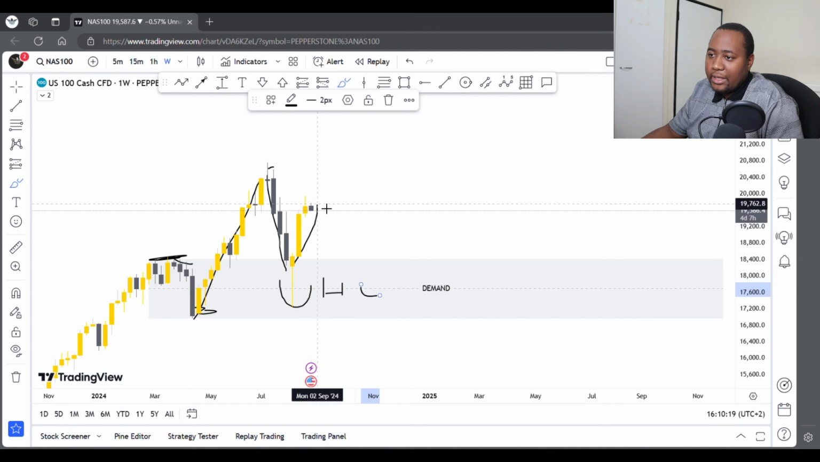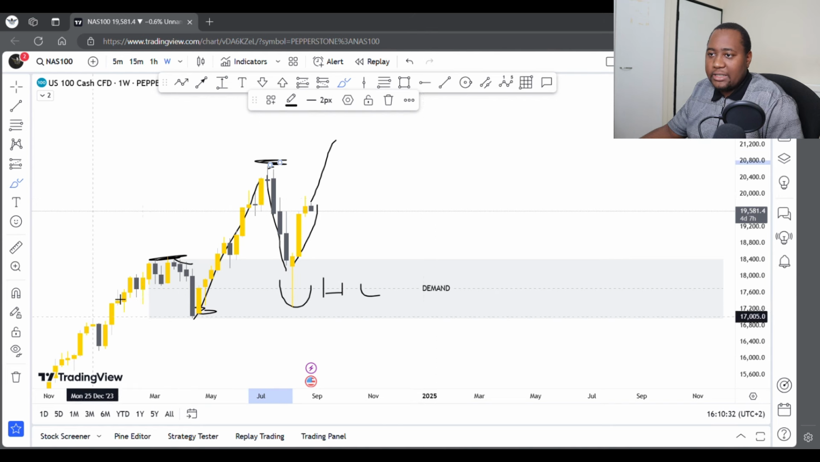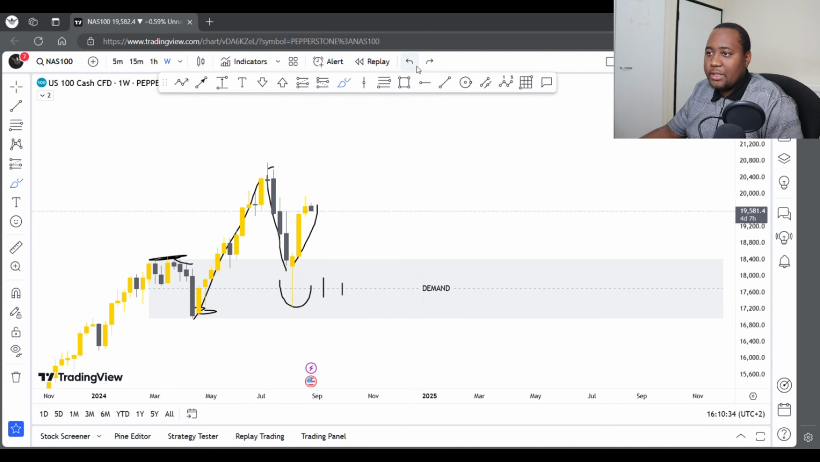Okay, so yes, I do predict that the market should be creating new higher highs and break this last higher high over here. Now, how you may catch this during the month of September, I just want to, of course, discuss that right now. Okay, let me just erase this.